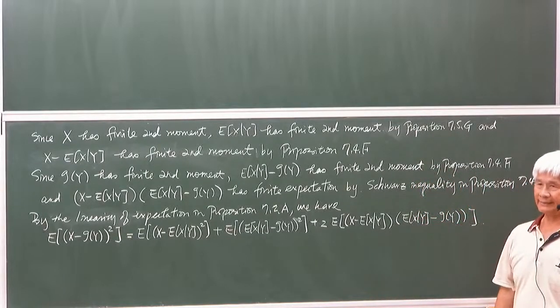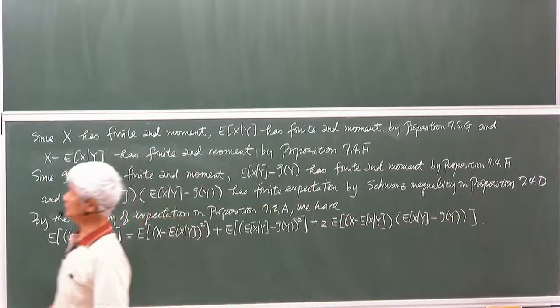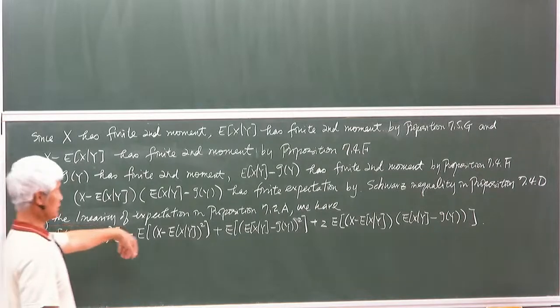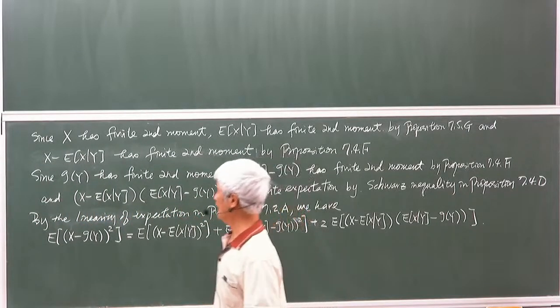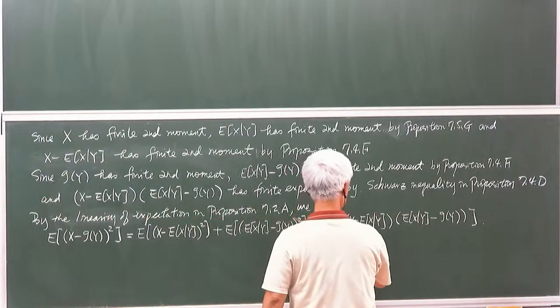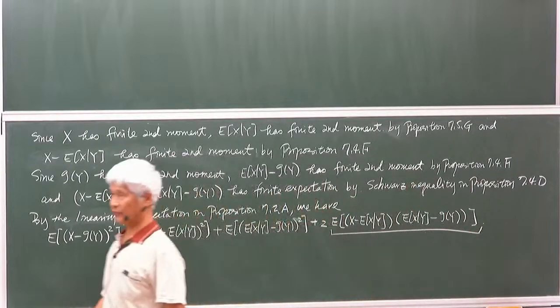Now we have that. So this is the reason why we need X to have finite second moment, and we also need the data processing function G of Y to have finite second moment. We have to check everything here before we can apply the linearity of expectation in proposition 7.2.8. Now we will deal with this expectation first.